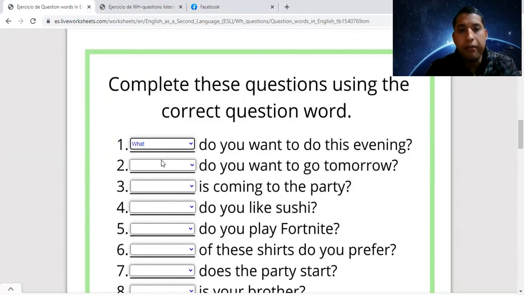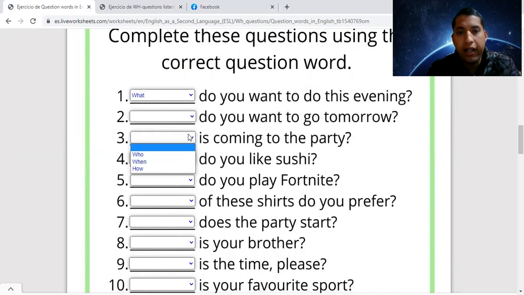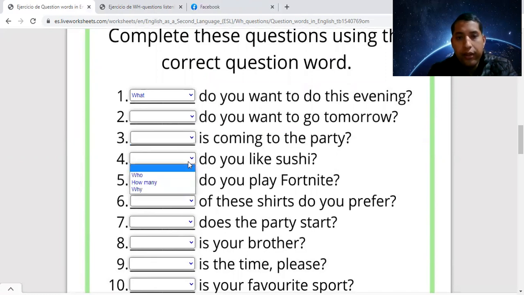Very good. So you have to complete the others, guys. You have to complete the others on your own. Okay. So number one is what? Number two, why, where, who do you want to go tomorrow? Okay, so choose the answer, please. Why, where, who do you want to go tomorrow? Okay, very good. Number three, who, when, or how is coming to the party? Who, when, or how is coming to the party? Very good. Number four, who do you like sushi? How many do you like sushi, or why do you like sushi?